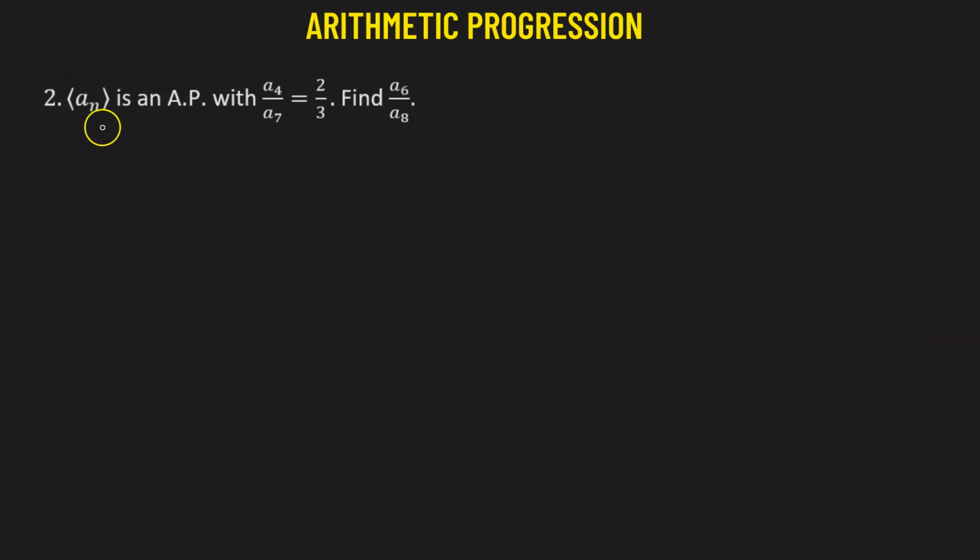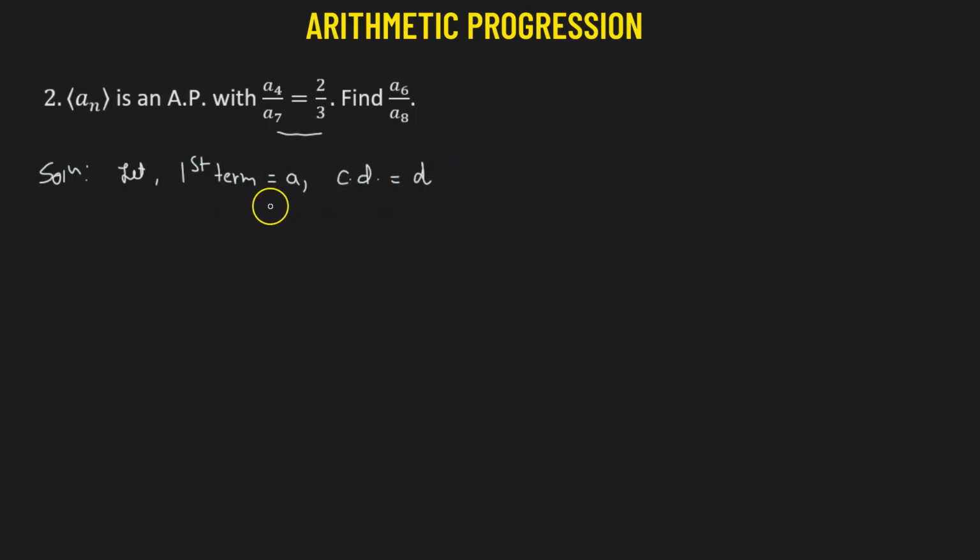Problem number 2. It's given here that the sequence an is an AP, and we are given the ratio of the 4th term to the 7th term, which has a value of 2/3. Using this information, we need to obtain the value of the 6th term divided by the 8th term. So let's begin. First thing first, let's consider that the first term is represented by the letter a in lowercase, and similarly the common difference will also be represented by lowercase letter d.